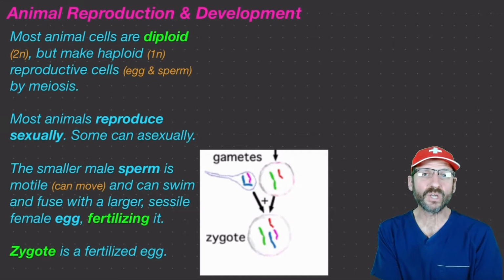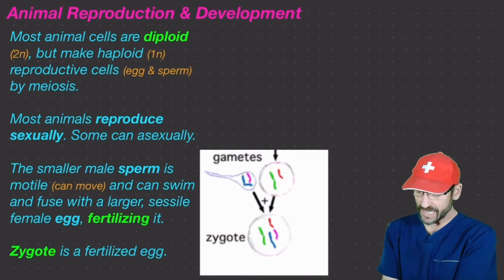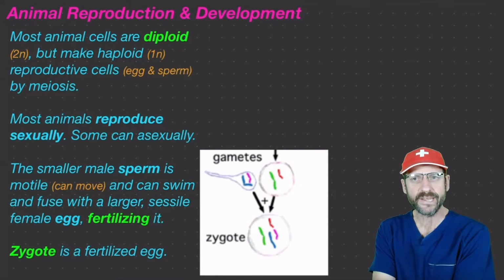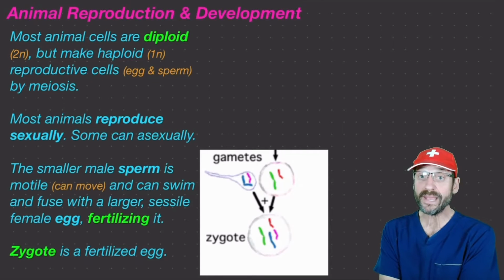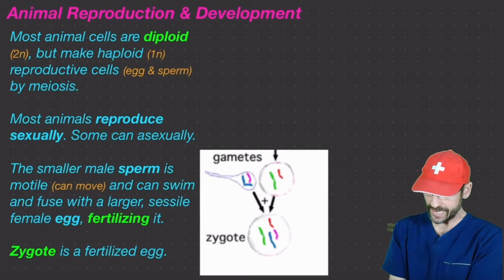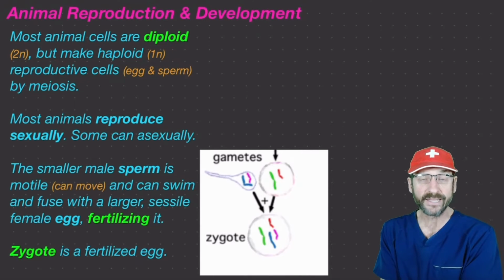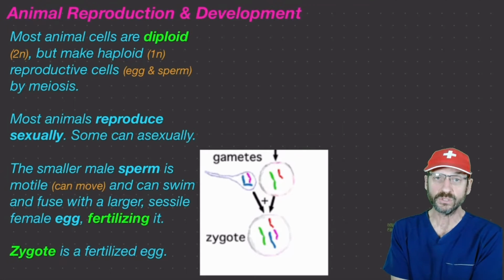Most animal cells are diploid, which means they have two sets of chromosomes. We can see that right here represented with the 2N. But they also make haploid cells, the 1N, which have one set of chromosomes in them, and those are the reproductive cells, the egg and the sperm, and they make those by meiosis.